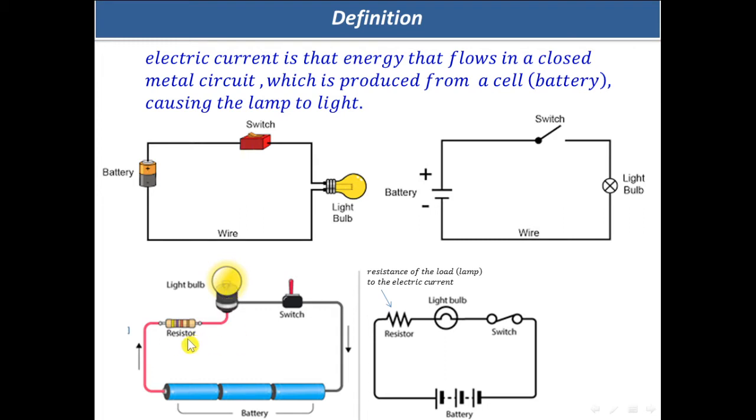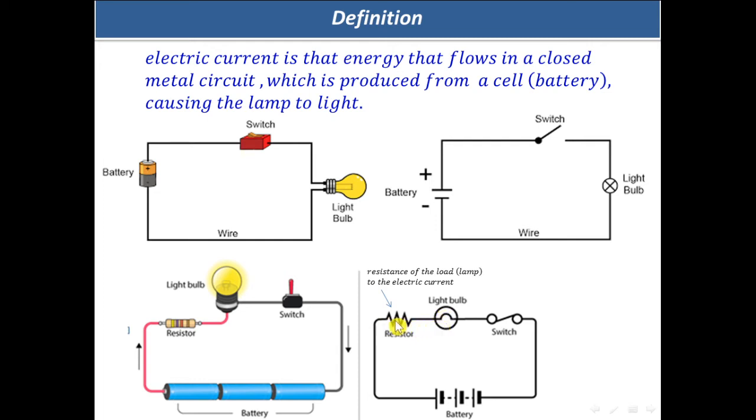What is that here? It is a resistor. The resistor represents the resistance of the light bulb to the current going through it. Every device you put in an electric circuit will resist the current that flows through it, and we represent this resistance by something like that. You see this symbol here? This is the resistor; it is written here: resistance of the lamp to the electric current. This is representing the resistance of the lamp.